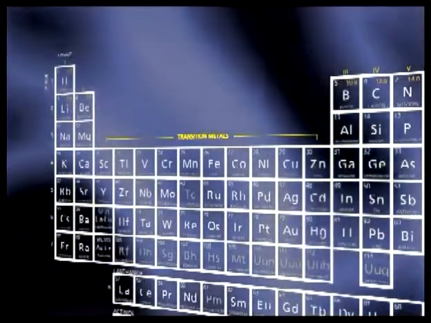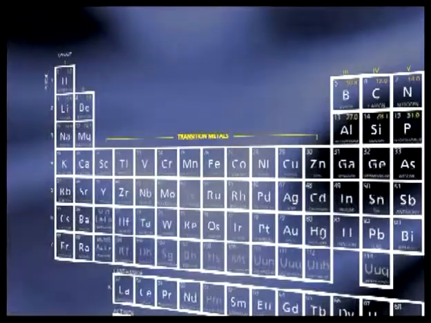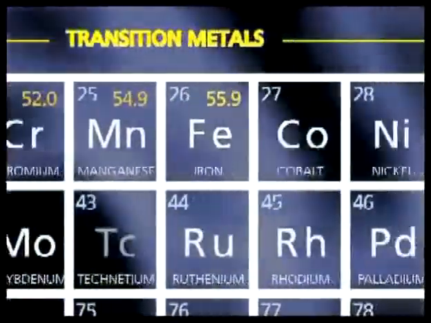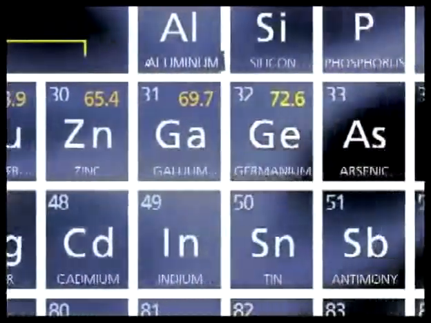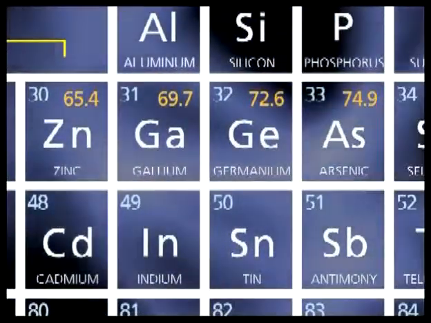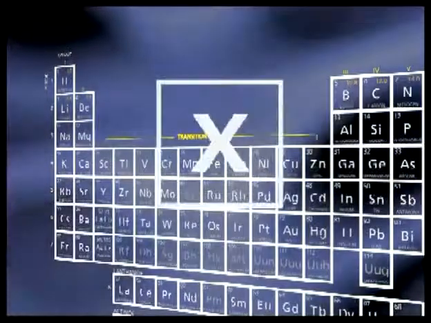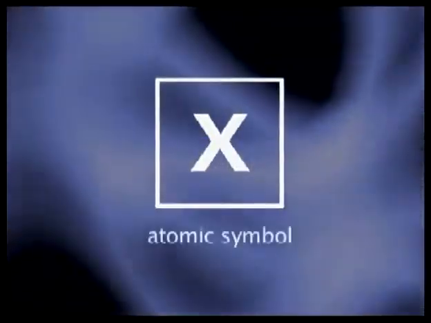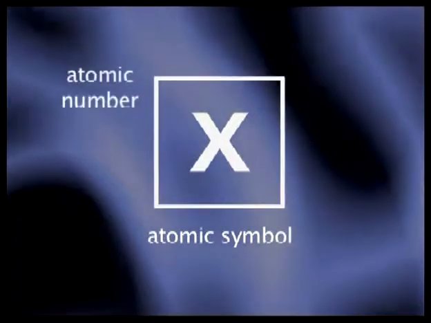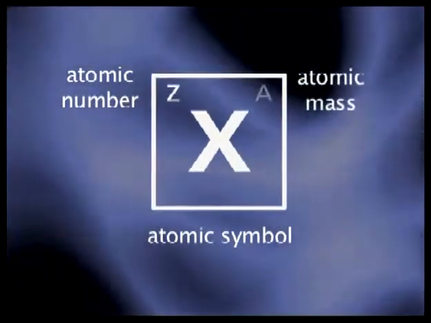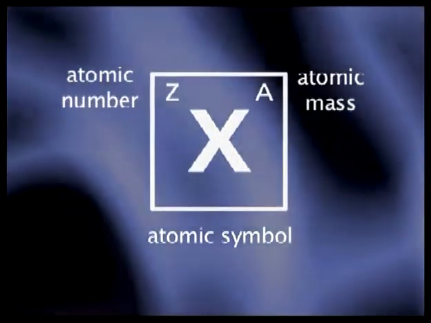The periodic table of chemical elements reads like a chart and displays these elements in order of their atomic number. It also shows trends in atomic valence. Each chemical element listed in the periodic table has an atomic symbol, an atomic number known as Z, and an atomic mass known as A.